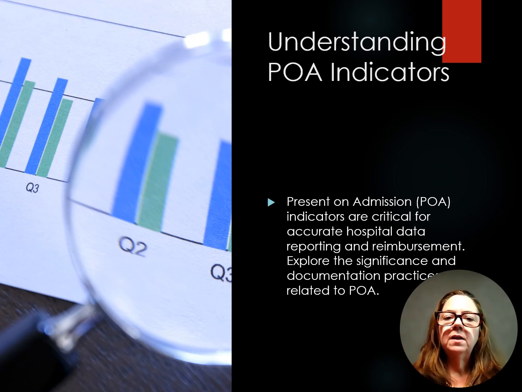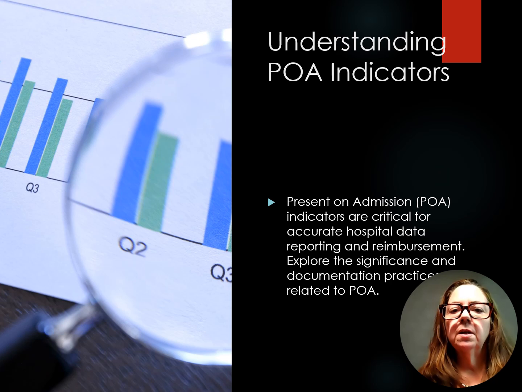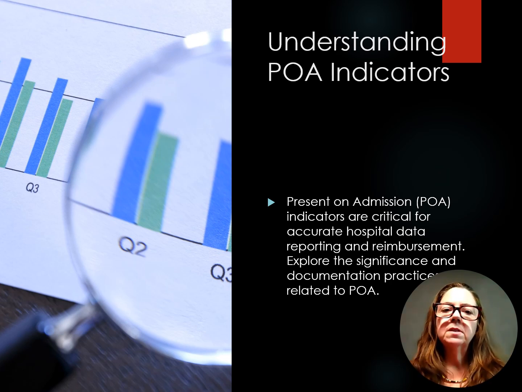Conditions identified as POA, or present on admission, can significantly influence the DRG, or diagnostic related group, assignment, affecting your hospital reimbursement. Non-POA conditions may trigger higher DRG assignments due to the additional care required, and potentially impact hospital revenue or practice revenue, and also influence penalties related to hospital-acquired conditions.